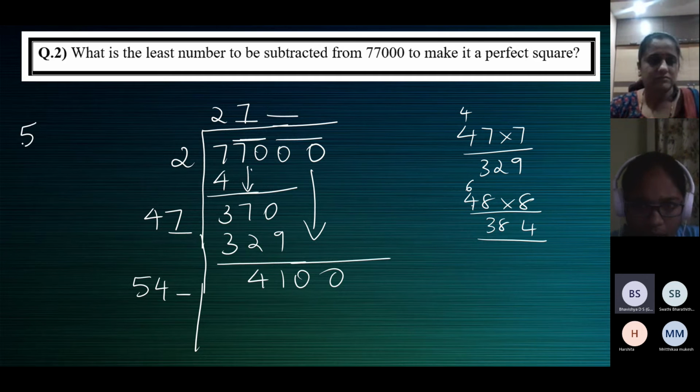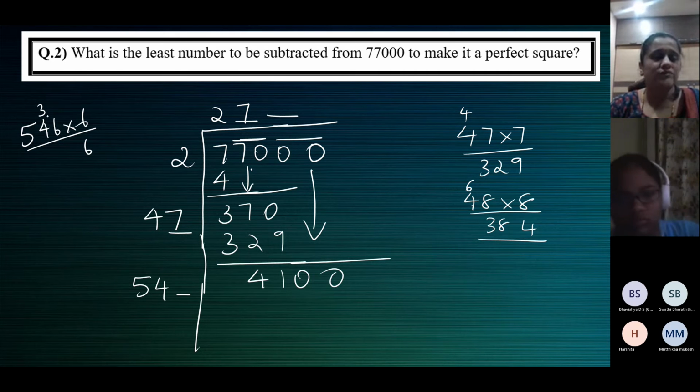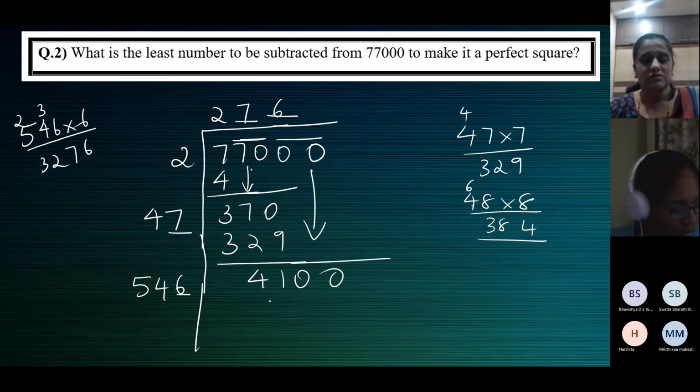546 into 6, I have got 3,276, ma'am. So I have done second, that. Second, 6 6s are 36, 3 carry over. 6 4s are 24, 27, 2 carry over. 6 5s are 30, 32. Okay. So 546 into 6 is 3,276.